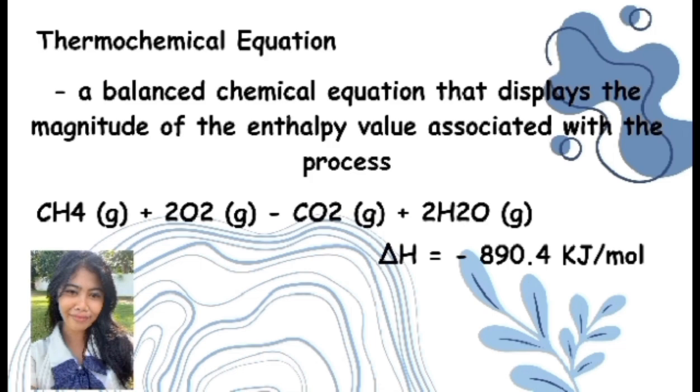890.4 kilojoule per mole. In this case, the negative sign of the change in enthalpy indicates the reaction is exothermic or releases heat. The number negative 890.4 kilojoule per mole represents the amount of heat released when 1 mole of methane reacts completely with oxygen. The enthalpy change is typically expressed in kilojoule or calories per mole of reaction.